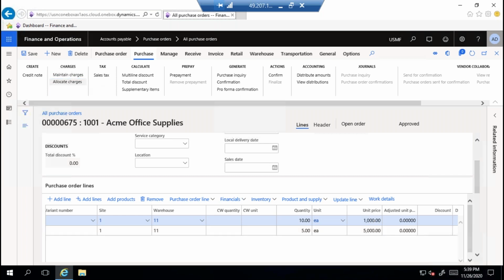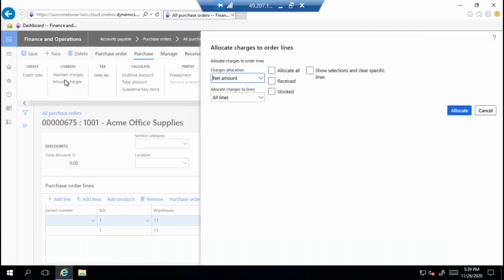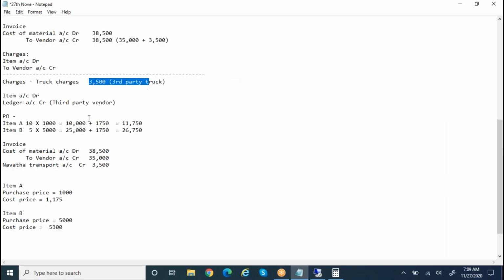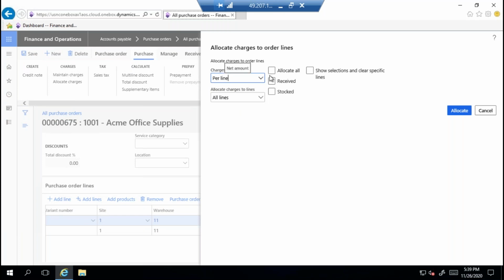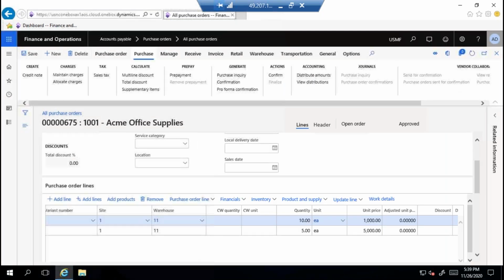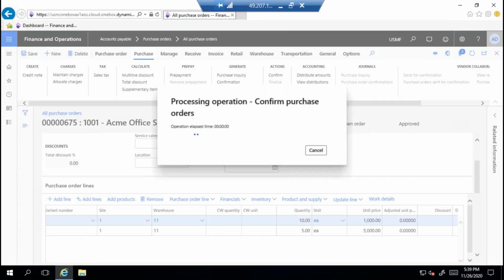So one of the allocation methods, allocation being the splitting of the charges into items, is per line. Per line means however many lines there are, the amount will be distributed equally. I have 2 lines, so the total amount 3,500 divided by 2 is 1750 here, 1750 here. That is this method, per line, and allocate all per line. Click allocate. Now if you do confirmation, without any error message, it will be confirmed.